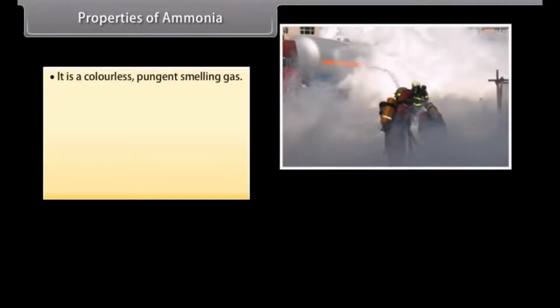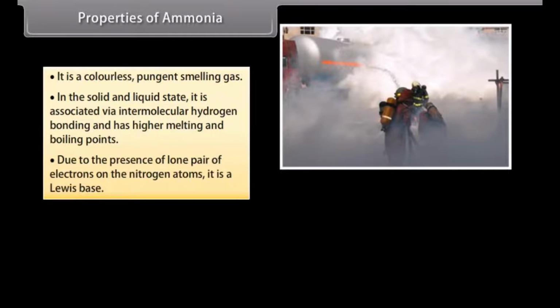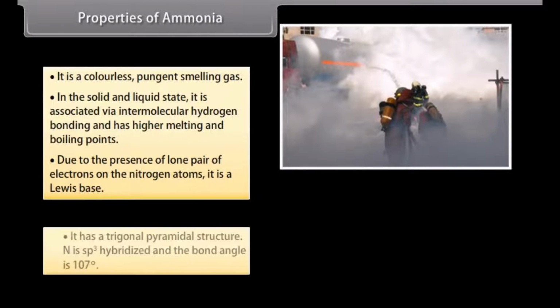Properties of ammonia. It is a colorless, pungent-smelling gas. In the solid and liquid state, it is associated via intermolecular hydrogen bonding and has higher melting and boiling points. Due to the presence of a lone pair of electrons on the nitrogen atom, it is a Lewis base. It has a trigonal pyramidal structure.